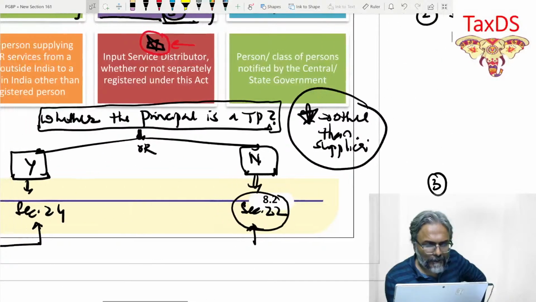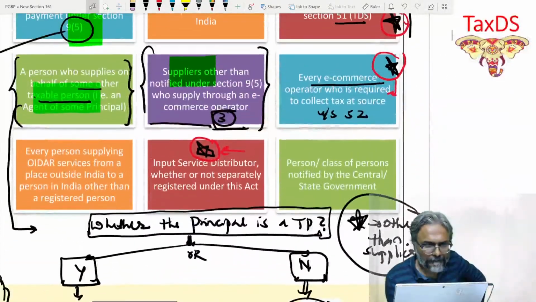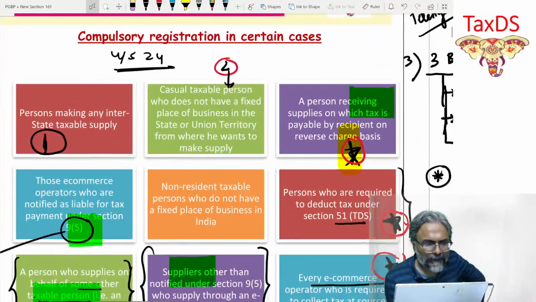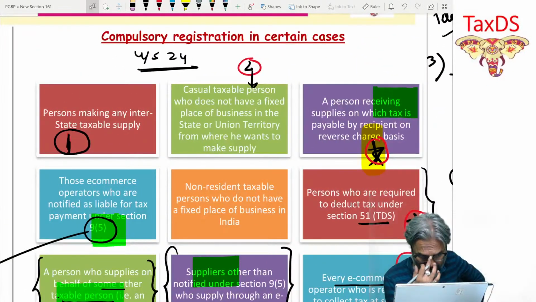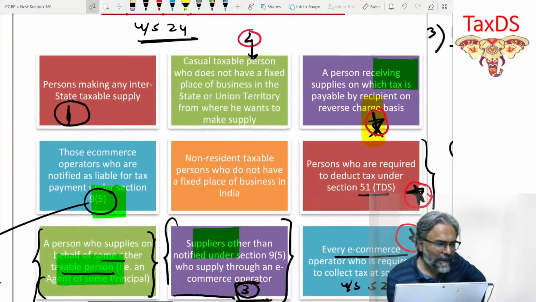So now, students, in this particular context, the next point that you all can see over here, compulsory registration in certain cases. Now that is 24. Now, we know in which cases the compulsory registration is applicable. One is the interstate supply. But yes, point number one signifies that there is some exemption available for the interstate supply, which is under section 23. Casual taxable person also has the compulsory registration obligation, but again, there are certain exemptions available under section 23 too.